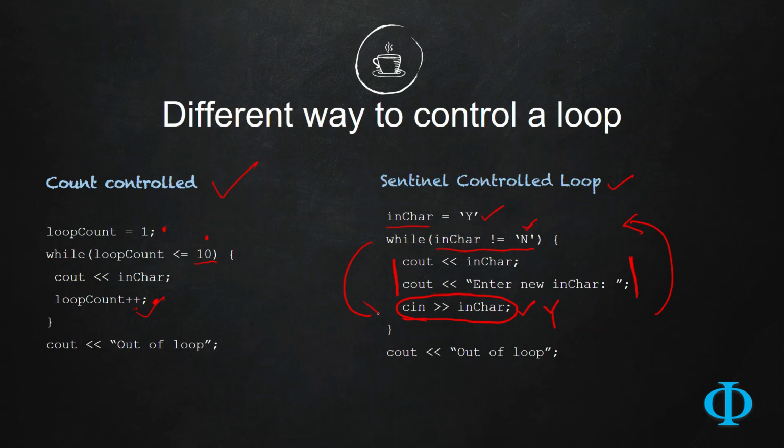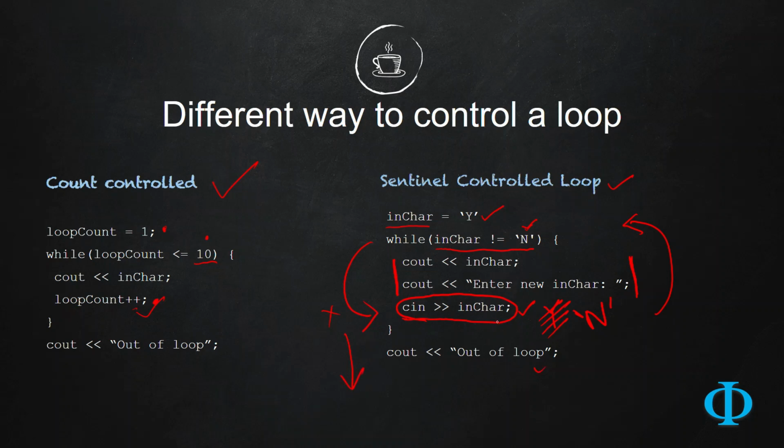iterating like this. And whenever the value of this in_char, if the user input is n, then it will simply break down the loop and come out of this loop.